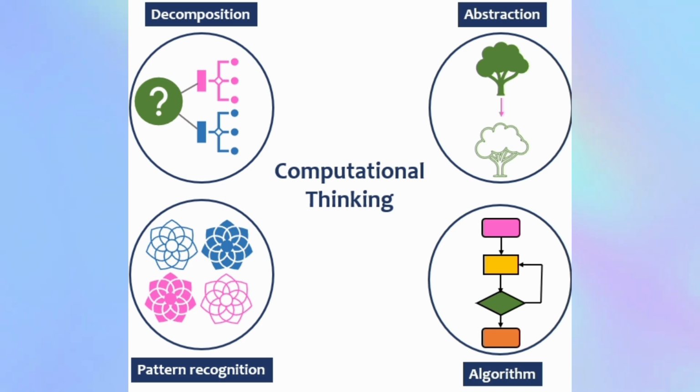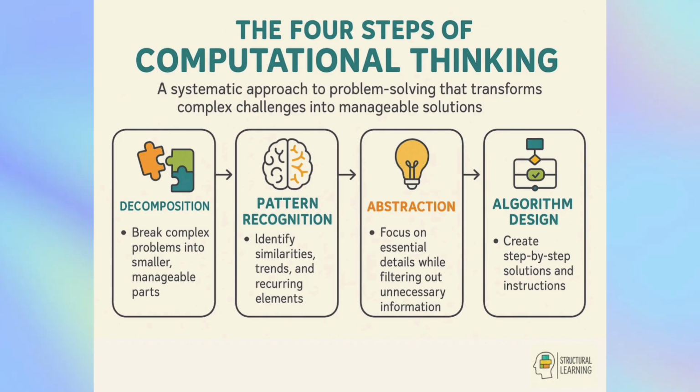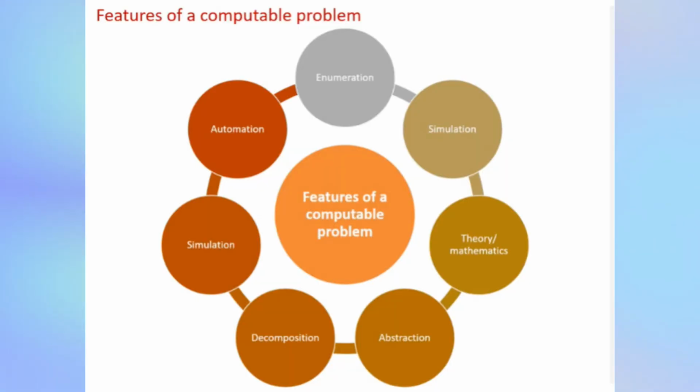This is another diagrammatic representation of computational thinking. One is decomposition, algorithm, abstraction, pattern recognition. These are the four steps mainly focused on in computational thinking to solve problems. So the computational thinking steps: pattern recognition, algorithm design, abstraction, decomposition.